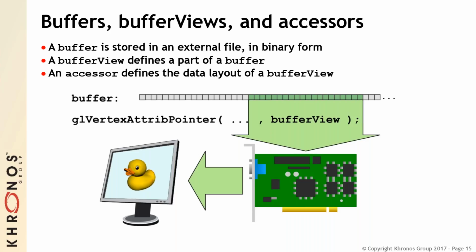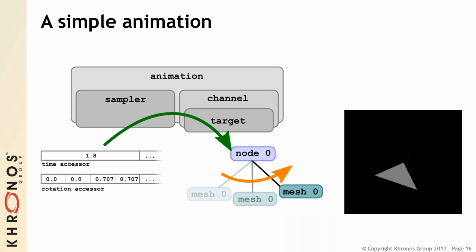And another example of the elements that may appear in the scene is animations. An animation basically reads data from an accessor. In this example, you can see an accessor for the times, which are keyframe times, and an accessor for the rotations. These are quaternions describing the rotation of an object at the respective keyframe times.